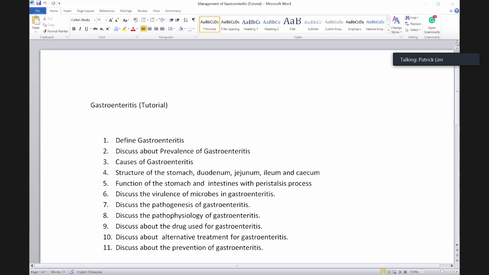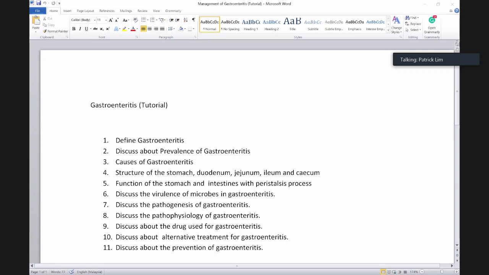Then we need to talk about virulence of microbe in gastroenteritis. What is the microbe which is virulence? What is the factor that make them able to cause disease? Virulence is the ability of the organism to cause disease. Then discuss the pathogenesis of gastroenteritis. So how is the cause? How does the organism attack the stomach and the gastrointestinal tract?